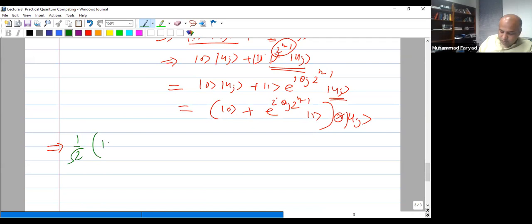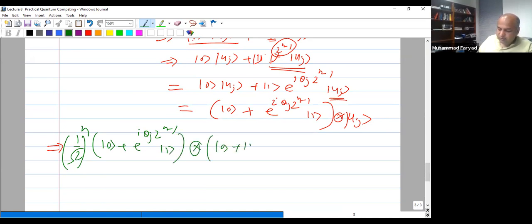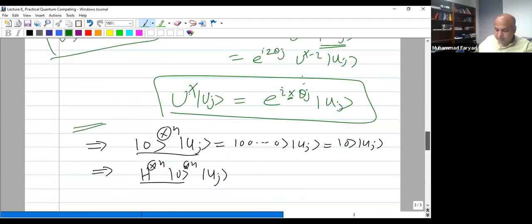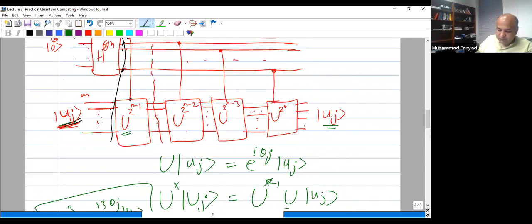1/2 square root. So the first qubit raised to power n, the first qubit is now changed to exponential iota theta j 2^(n-1), 1. The second qubit is still 0+1. The third qubit is 0+1. And the last qubit is still 0+1 into uj. So this is what happened after we are here.